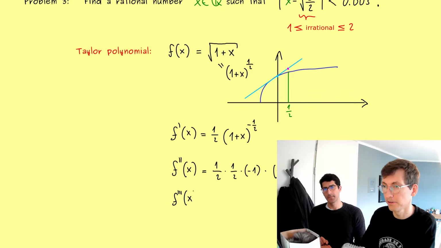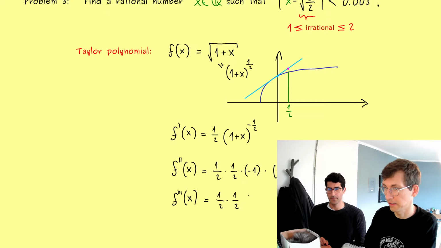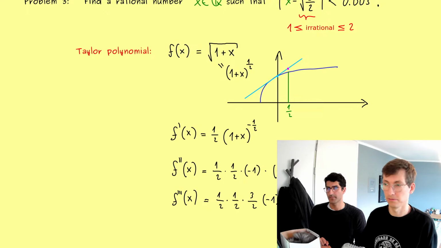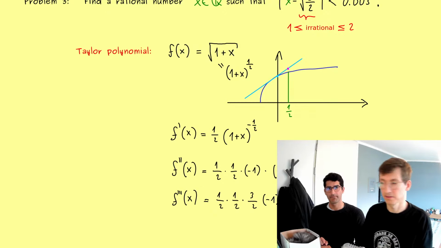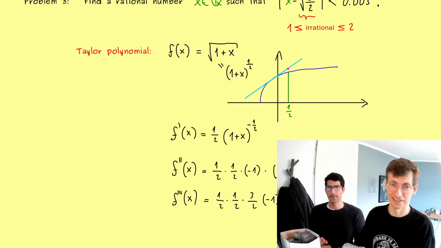Third derivative. So now 1/2 comes in front. Everything stays. And then we have times 3/2. Actually minus 3/2. But I want to put that into the same sign. So we have minus 1 to the power 2. And here we have 1 plus x to the power minus 5 divided by 2. So it gets bigger in the negative sense.